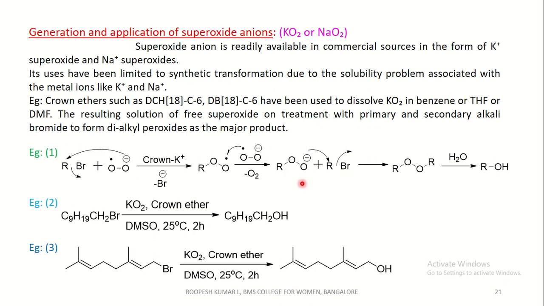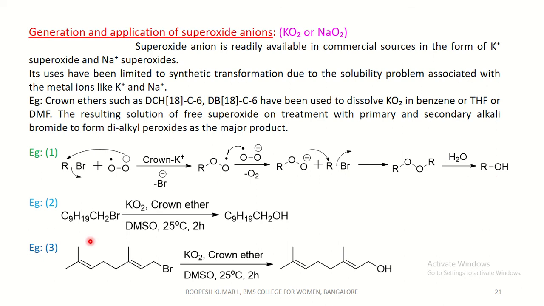the corresponding superoxide anion, and oxygen is eliminated. Once this free radical is transformed to this oxygen, it forms a negative charge, whereas this oxygen possesses a positive charge, hence O2 is eliminated. And the superoxide anion attacks one more equivalent of alkyl bromide with the elimination of bromide ion to form the corresponding dialkyl peroxide. This is the major product. If you add water, we get the corresponding alcohol.